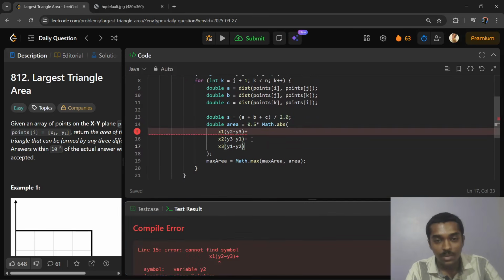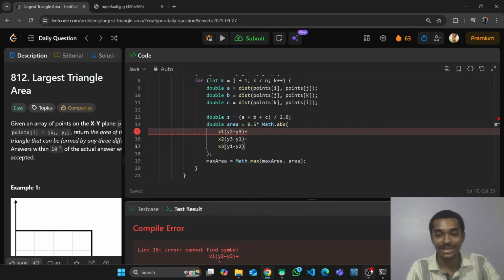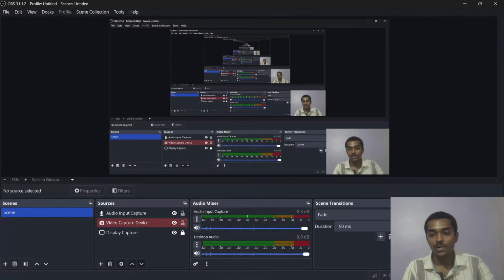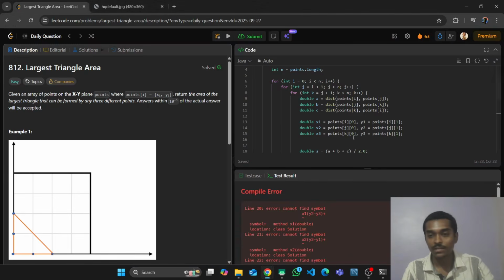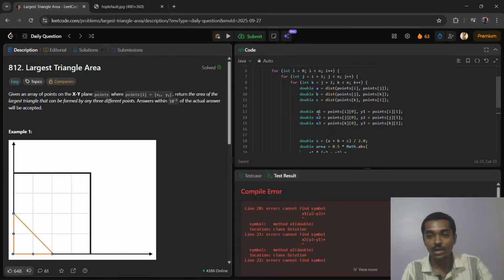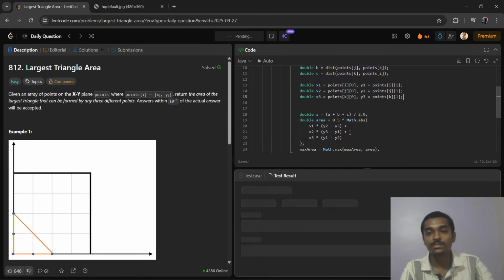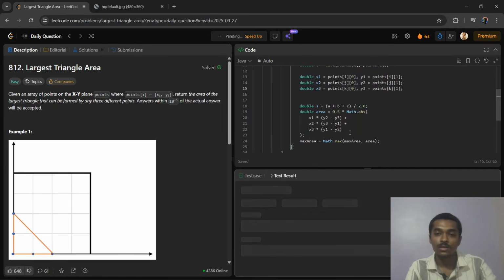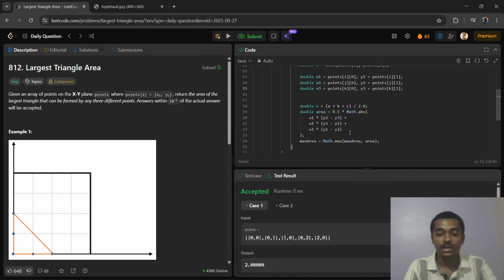What is the problem? It can't find the symbol y2. Sorry, I initialize the values of x1, y1, y3 and all six values. Now let's try to run it. Okay, it is running. Let's try to submit it.